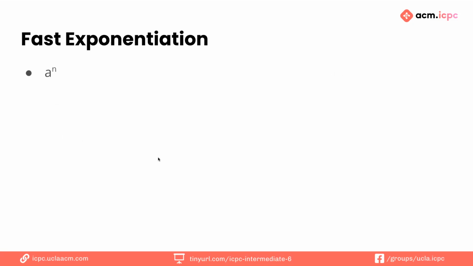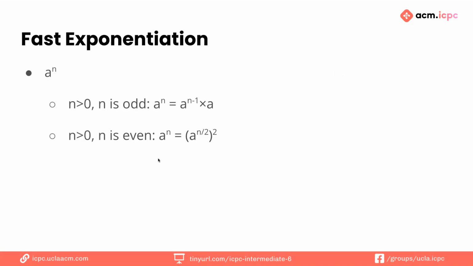So we can generalize this in a more systematic way. That is, if n is a positive odd number, then we split a to the nth power into a to the n minus 1 power times a. And when n is a positive even number, then we split a to the nth power into a to the half n power and then square it. And when n is 0, of course, it is 1. Does anyone have any questions here?